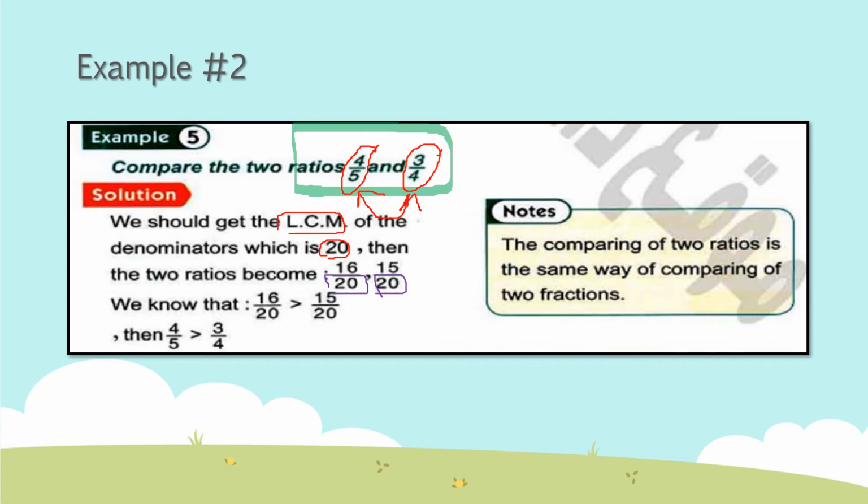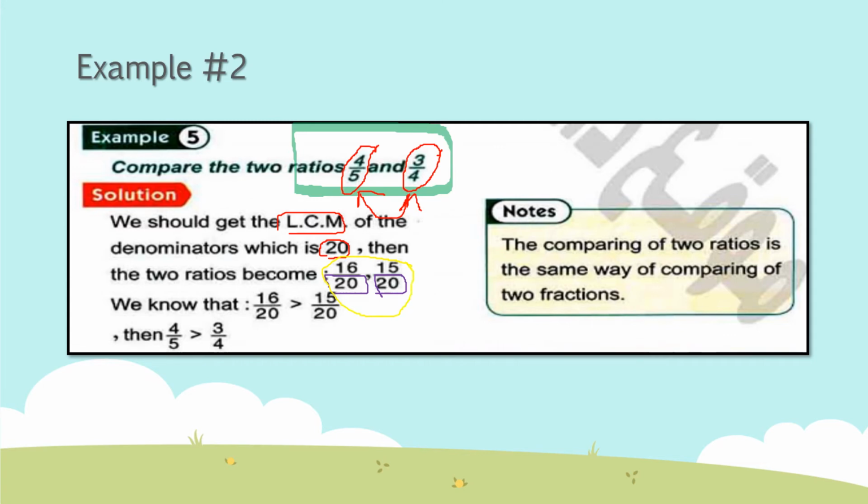So 4 is going to be multiplied by 4 here. It's going to be 16 over 20. And 4 is going to be multiplied by 3 at the top here. 20 divided by 4 is 5. And 5 times 3 is 15. So as you can see here, we have the two fractions now, 16 over 20 and 15 over 20.